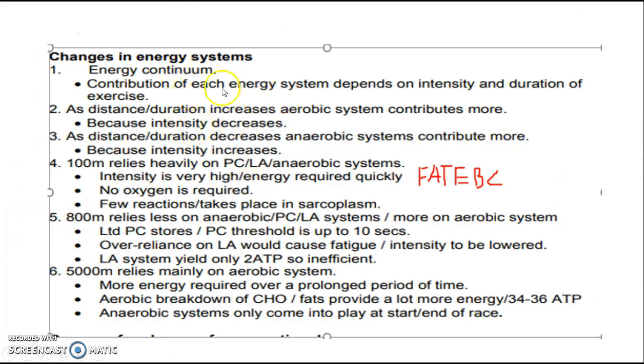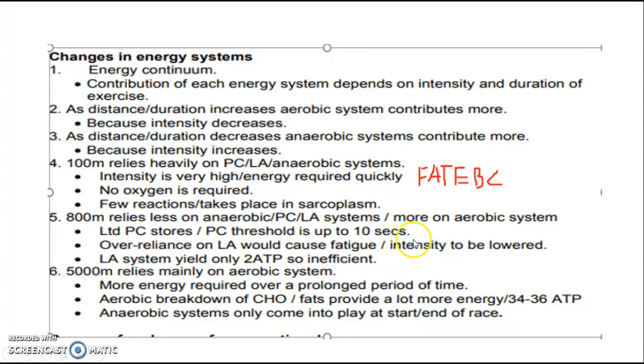So for this, then, changes in energy systems, energy continuum should define that. Talk about the kind of distance and intensity here. 100 meters, you can see there, as the intensity is high, energy is needed quickly, no oxygen required. It's anaerobic, so no oxygen required. Few reactions take place in the muscle cytoplasm. Then this one, 800 meters, relies less on the anaerobic PC system, lactic acid system, more on the aerobic system. There are limited PC stores, glycogen could run out, and over-reliance on lactic acid would cause problems.